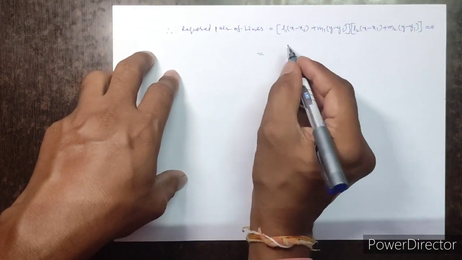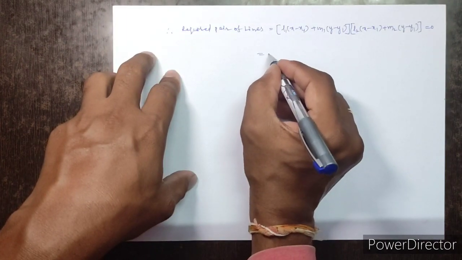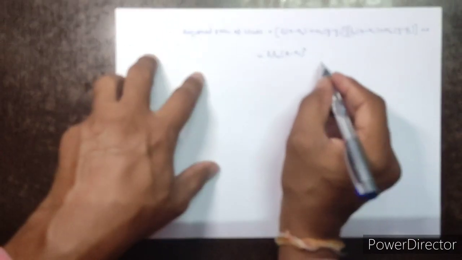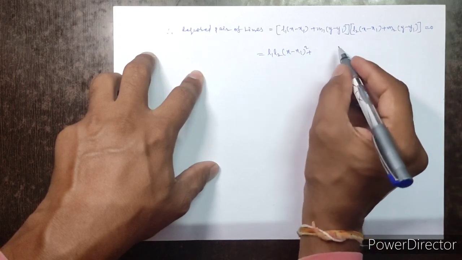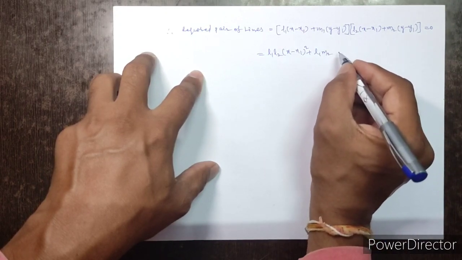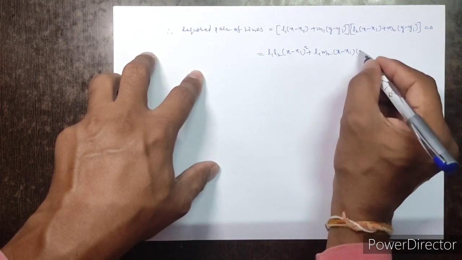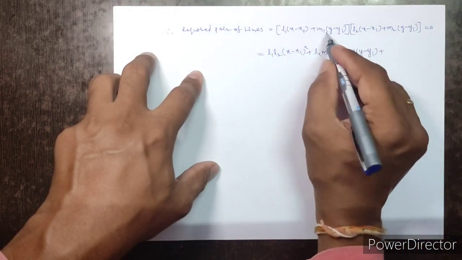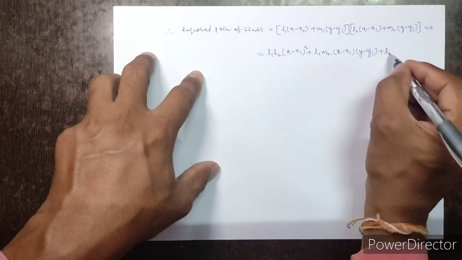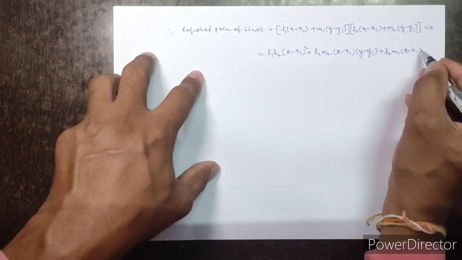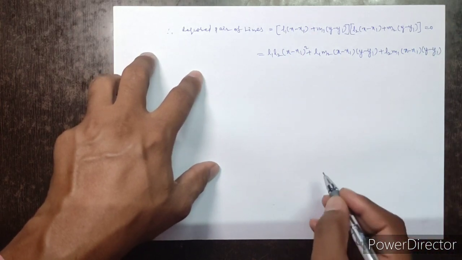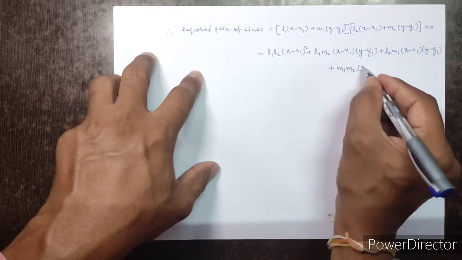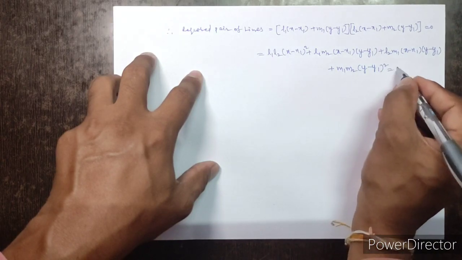Just do the multiplication. This one, l1 into l2 of x minus x1 into x minus x1 is nothing but (x minus x1) whole square, plus l1 into m2 of x minus x1 into y minus y1, plus l2 m1 of x minus x1 into y minus y1, plus m1 into m2, that is nothing but m1 m2 (y minus y1) whole square equal to 0.